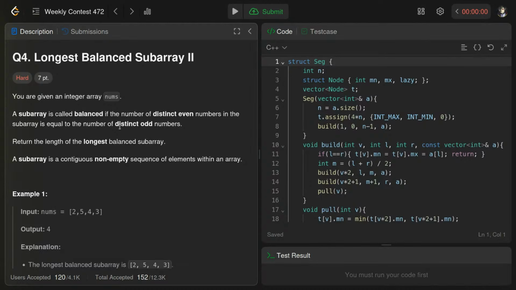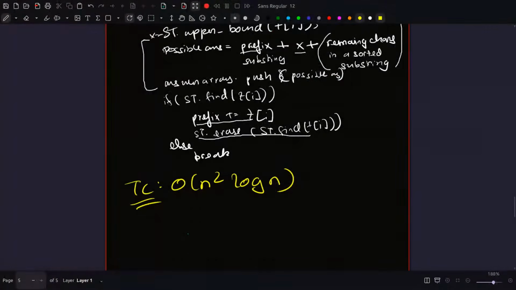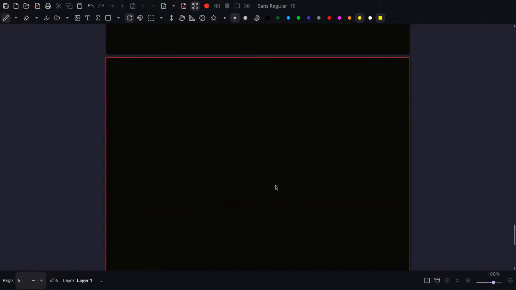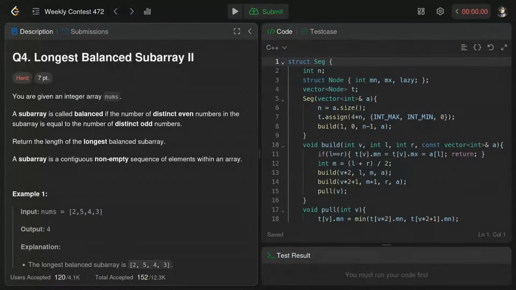A subarray is called balanced if the number of distinct evens is equal to the number of distinct odds. We need to find the length of the longest balanced subarray. So it's the same question. The only thing is n goes up to 10 power 5 this time, and nums also goes up to 10 power 5. So we need a big O of n or n log n solution. We cannot do an n squared or n cube solution like last time. Last time we could do an n squared solution, right? So here n goes up to 10 power 5, so we need an n log n solution somehow.